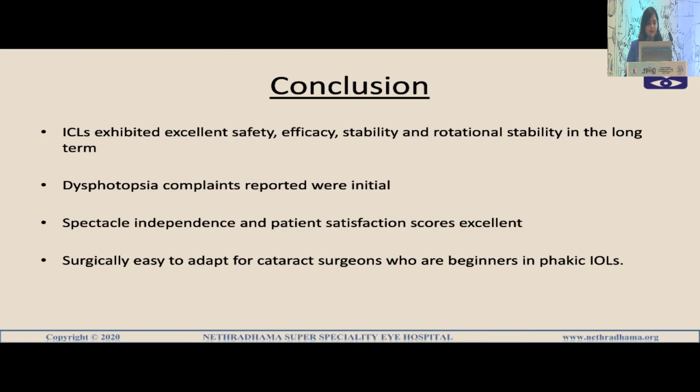To conclude, ICLs exhibited excellent safety, efficacy, stability in the long term, and rotational stability as well. Surgically, it was very easy to adapt for anterior segment or cataract surgeons who are beginners in phakic IOLs. Thank you very much for your kind attention.